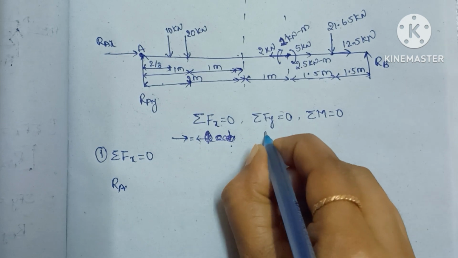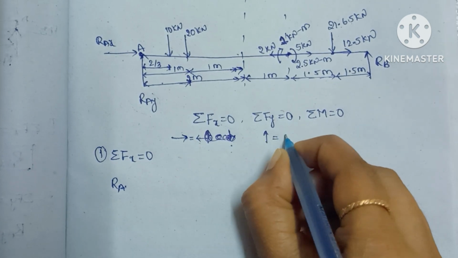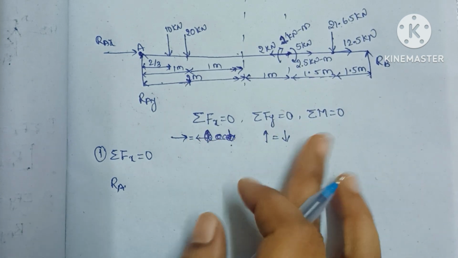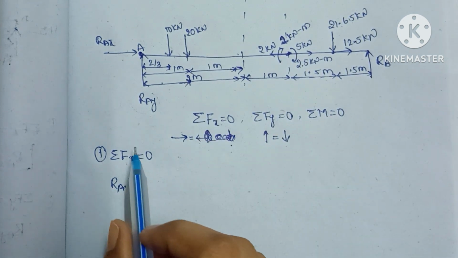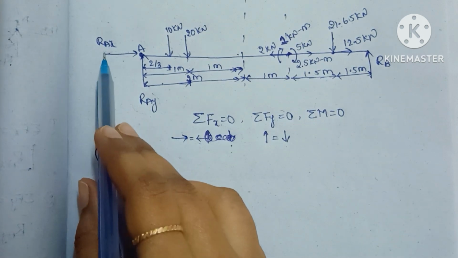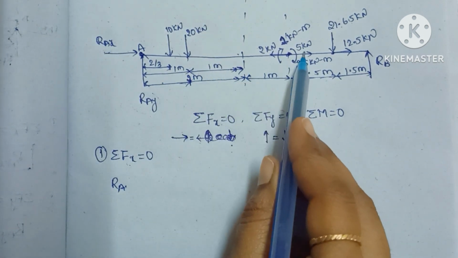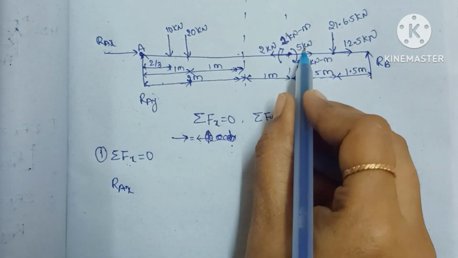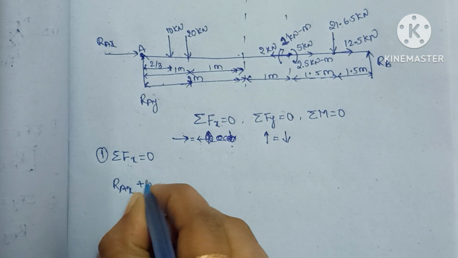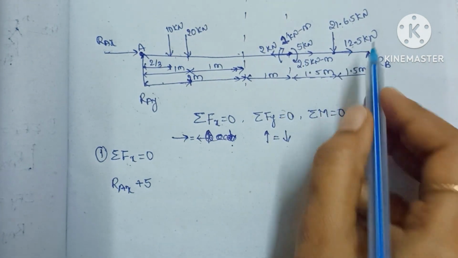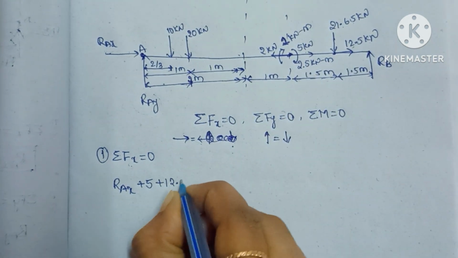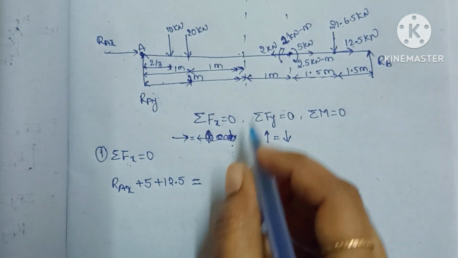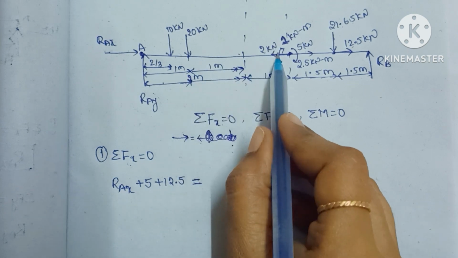So for y, sum of the forces acting in upward y direction, sum of the forces acting in downward y direction. In this way we have to write the equations. So forces acting in positive x direction is RAX, and here we have, so we will write one by one. Here RAX is there, and in positive x direction is 5 kilonewton is there, and here 12.5 plus 12 kilonewtons is there, and there is no other force, which is equal to sum of the force acting in minus x direction, that is 2 kilonewtons.